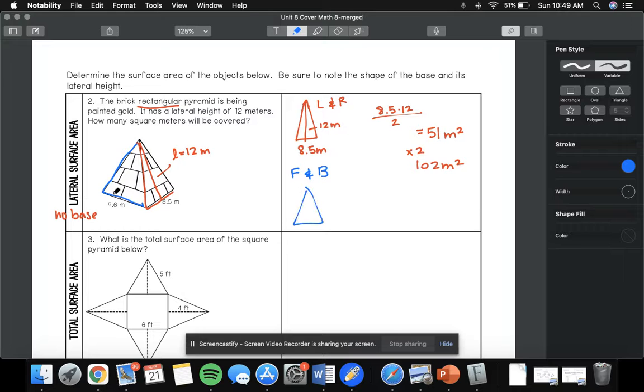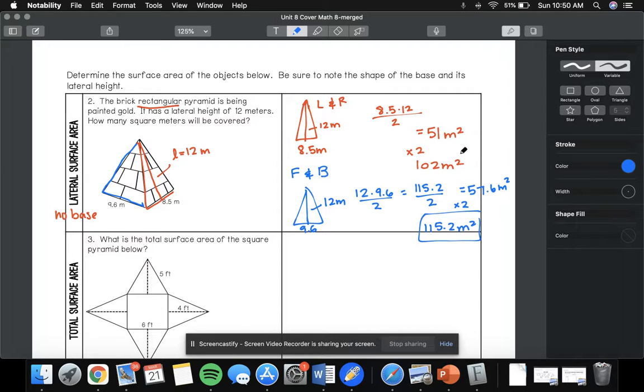Okay, so this triangle is 9.6 meters long. And again, it said that the lateral height was 12 meters. So we are going to multiply 12 times 9.6, and it's a triangle, so we are going to cut in half. 12 times 9.6 is 115.2, cut in half, we get 57.6. Again, we have the front, we also have the back, so we do need to double it, and we get back to 115.2 square meters.